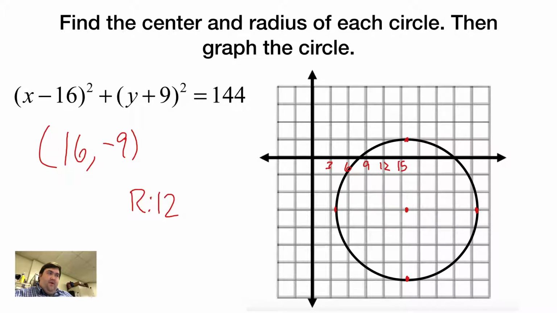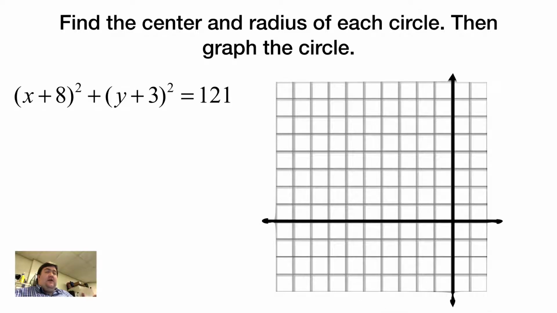All right, perfect. Here's our last one, and our last one says x plus 8 squared plus y plus 3 squared is 121. So what we're going to do in this case is our center is going to be at negative 8 and negative 3. And in this case, our radius, the square root of 121, is 11.